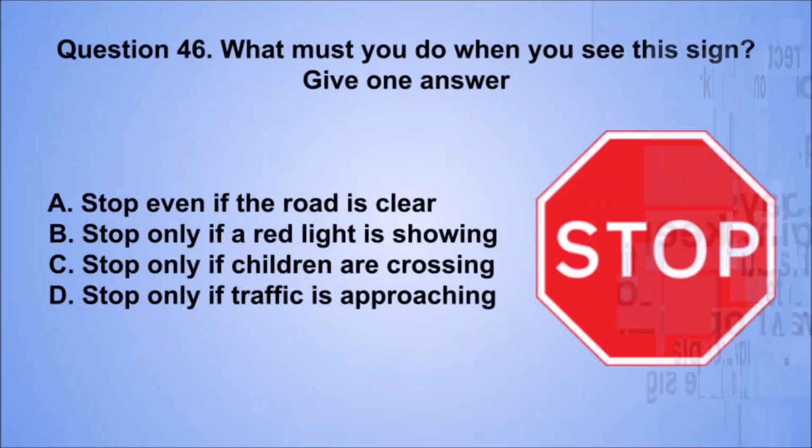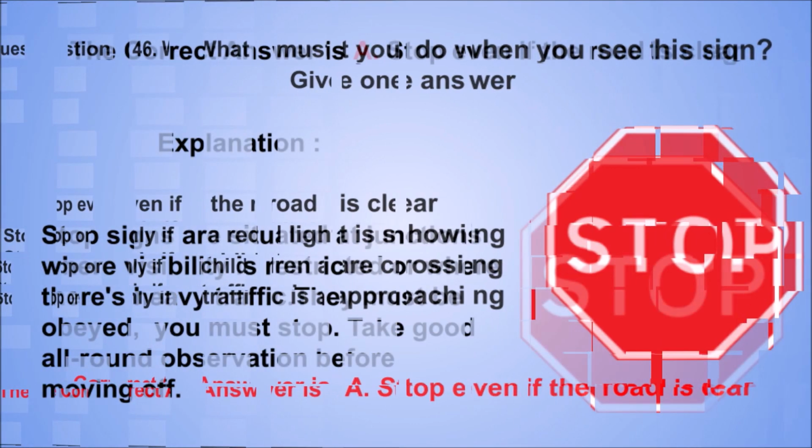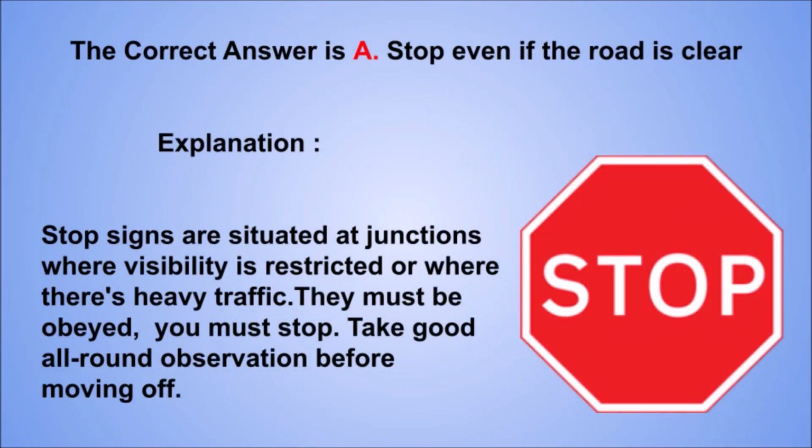Question 46. What must you do when you see this sign? Give one answer. A. Stop even if the road is clear. B. Stop only if a red light is showing. C. Stop only if children are crossing. D. Stop only if traffic is approaching. The correct answer is A. Stop even if the road is clear. Explanation. Stop signs are situated at junctions, where visibility is restricted or where there's heavy traffic. They must be obeyed. You must stop. Take good all-round observation before moving off.